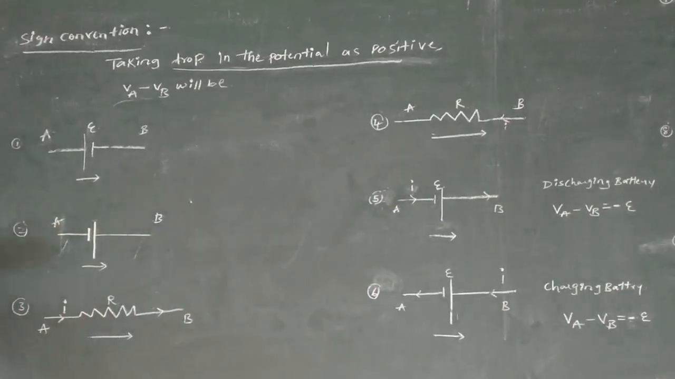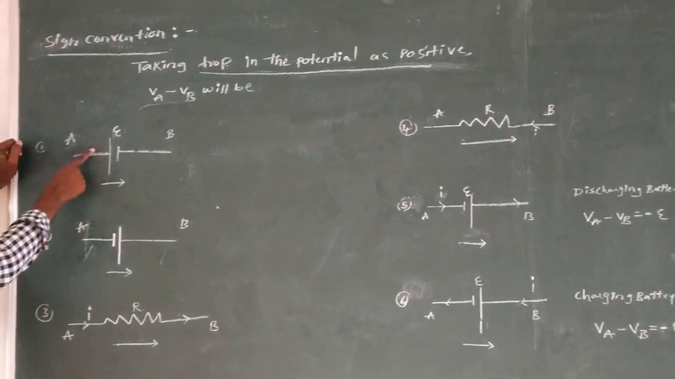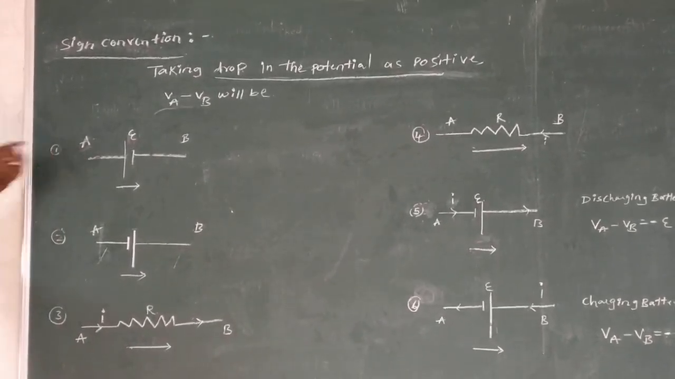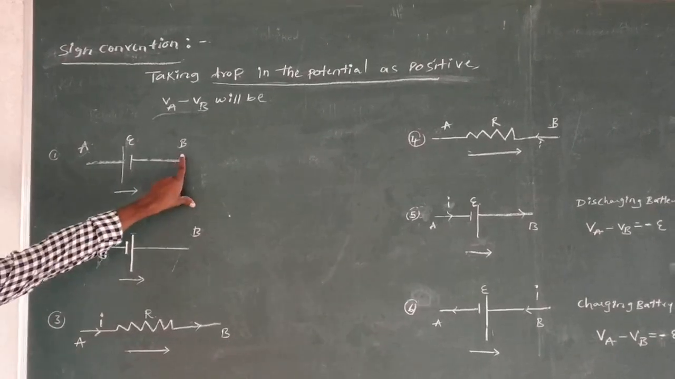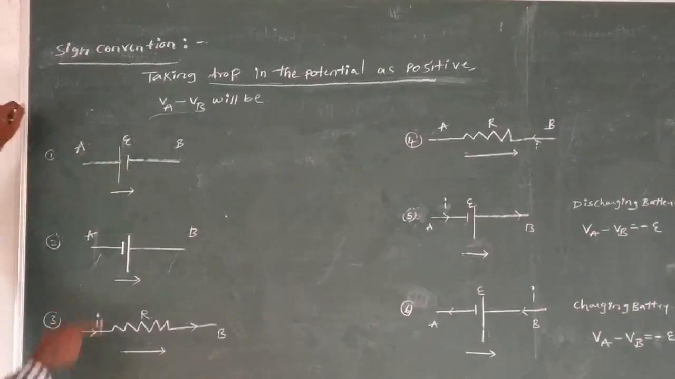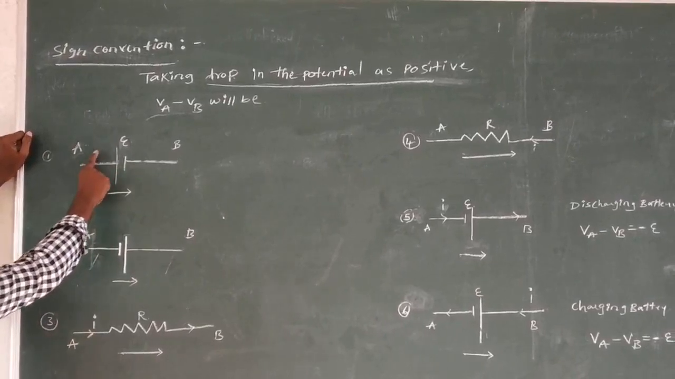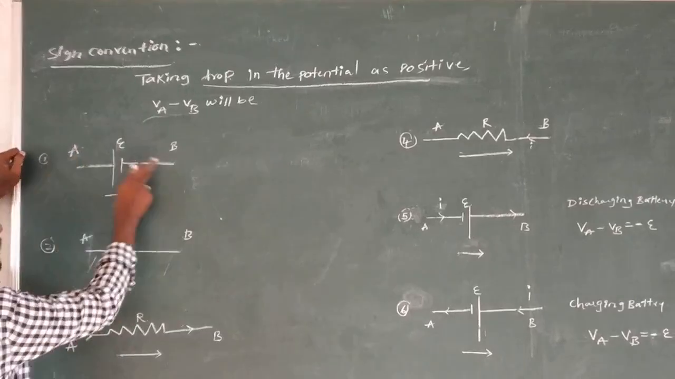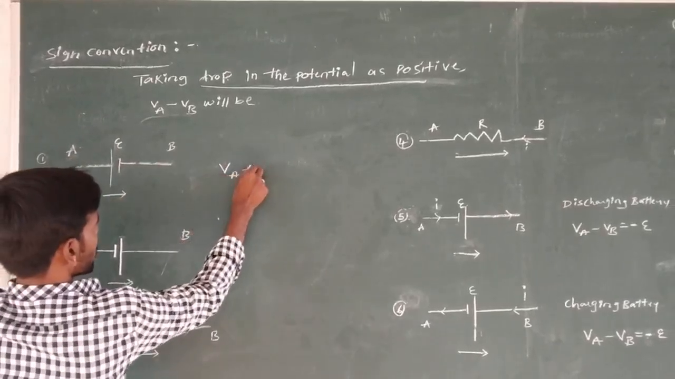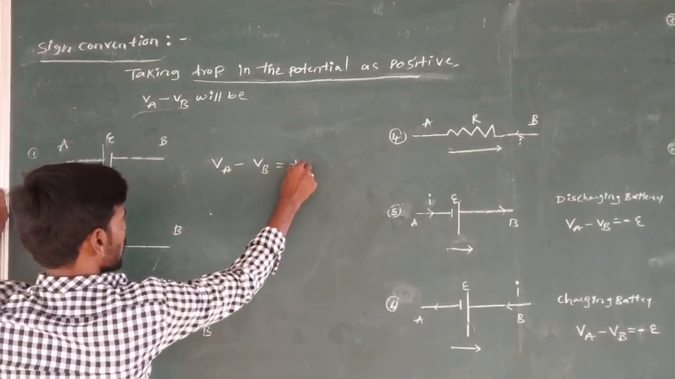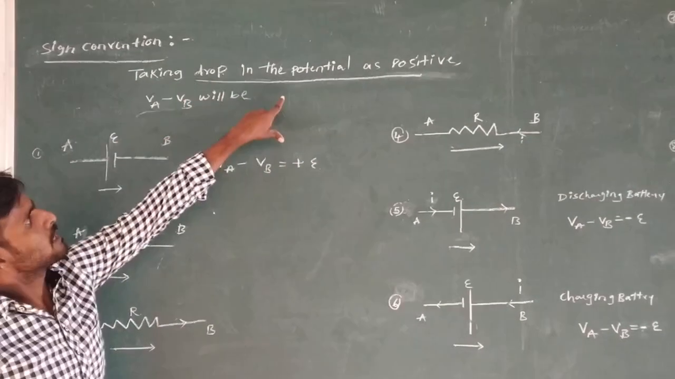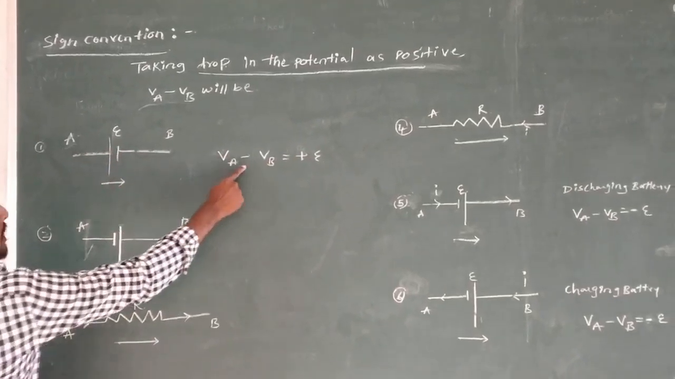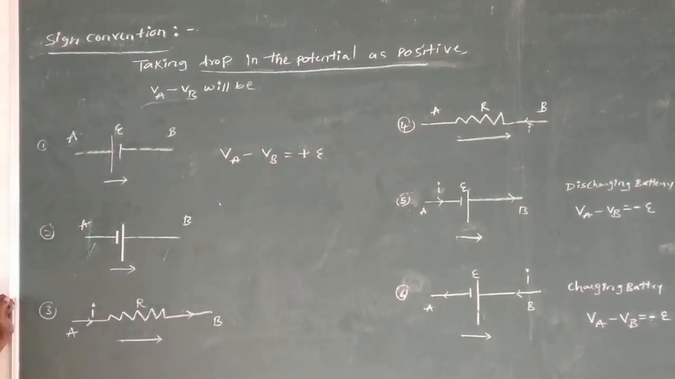In the first diagram, the direction represents from higher potential to lower potential. So at the first point A, the potential is VA. At the second point B, the potential is VB. Here the direction represents higher potential to lower potential. Here potential has dropped. Here VA minus VB will be plus epsilon. Drop in the potential as positive. Here potential has dropped. So VA minus VB is equal to plus epsilon.